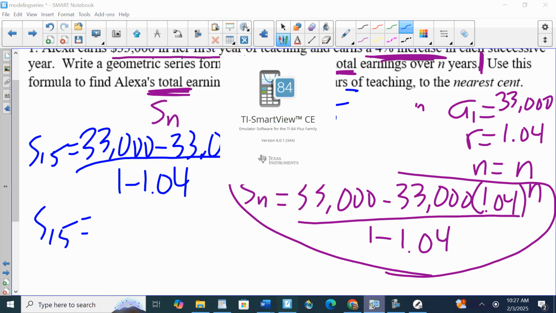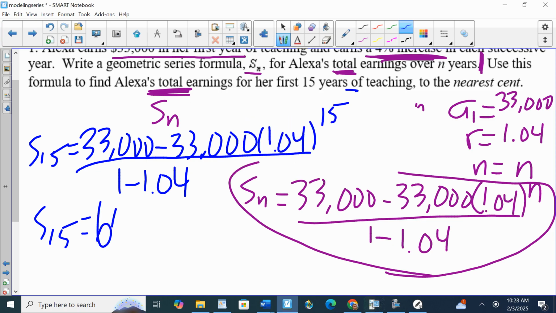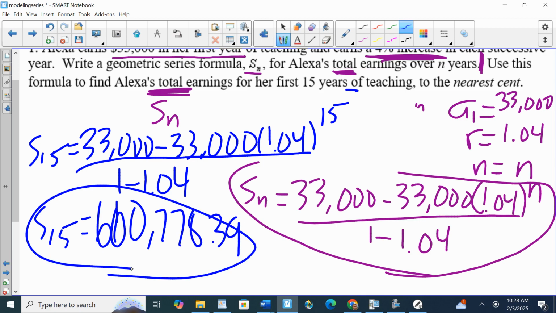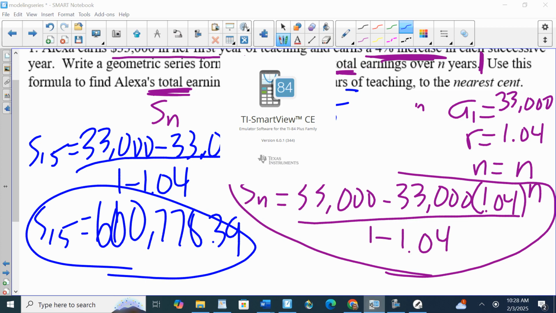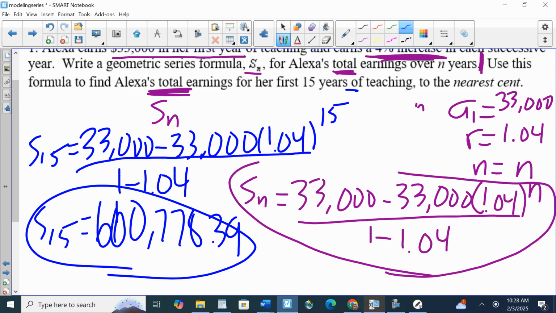So keyword is total. When I see total, that's when I do Sn, and make sure that when you're increasing or decreasing by a percent, you're adding or subtracting that decimal from 1. I've done this question enough times already. I remember the answer. It's 660,778.39. And again, you don't need to see me type it in because it's still not loading. Let's take a look at the next one. Let's take a look at one more.